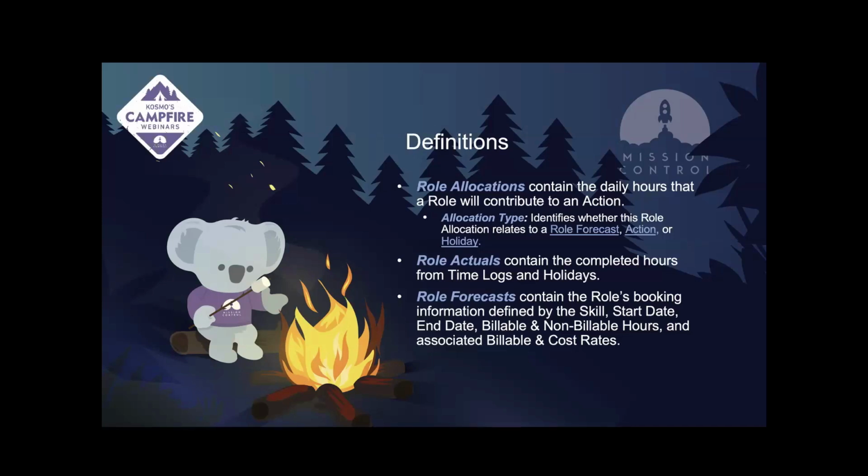If it's 20 hours, then it'll be divided by those 5 days. So this user is set to work 5 days, 4 hours each day, in order to meet those 20 hours scheduled on the action. Role actuals contain the completed hours from time logs and from holidays. And role forecasts contain the role's booking information defined by the skill, start date, end date, billable and non-billable hours, and associated billable and cost rates.